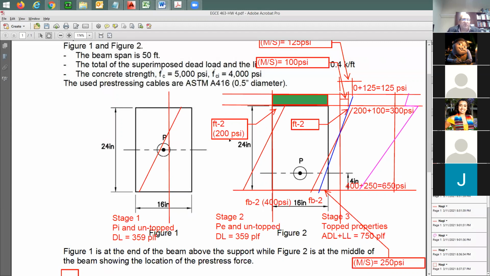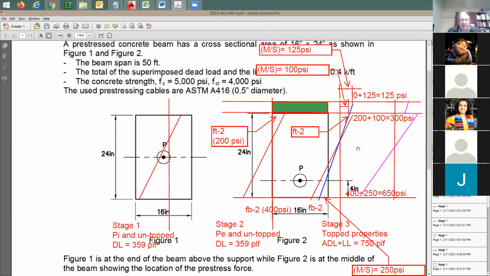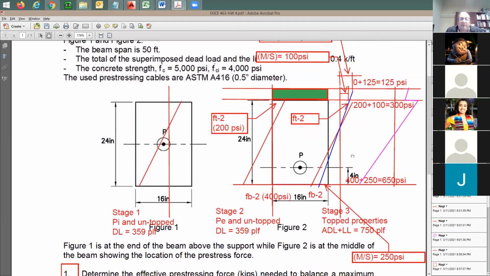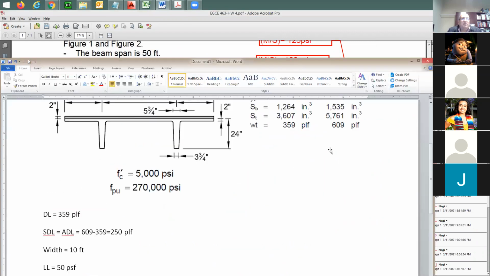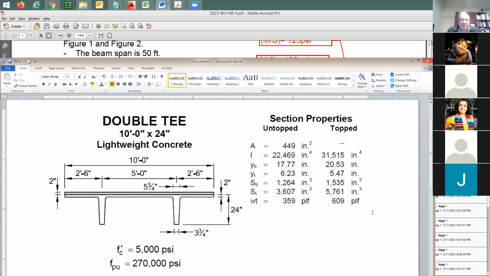So let me take here the stresses. It's going to be 200 psi, which is this red one, and 400 psi at the bottom. Now let me add the new stress distribution to it. What's the new distribution? It's going to be this blue line. This blue line is going to be stage 3 partial. It's going to be based only on M over S, where M is due to the additional dead load and live load. S is going to be S top and bottom for the new properties with the topping.